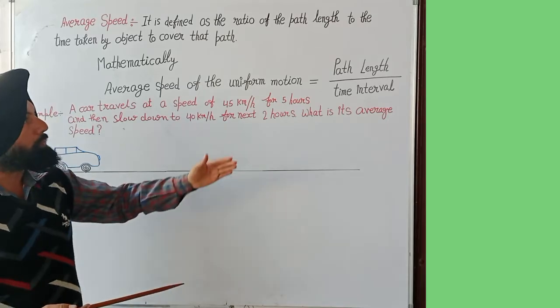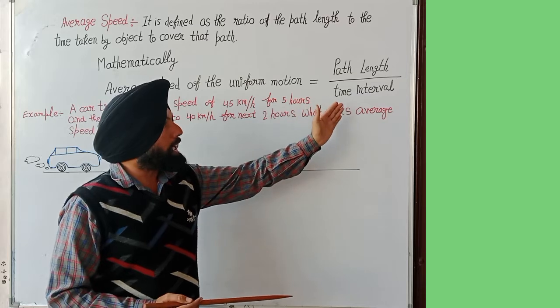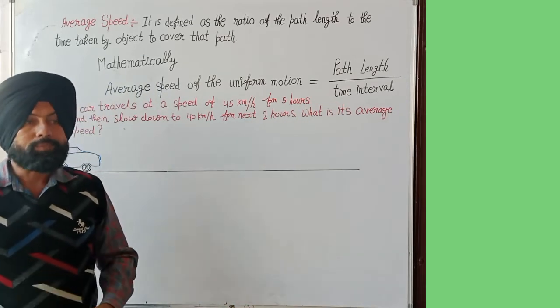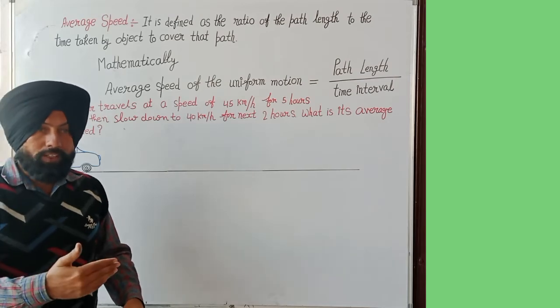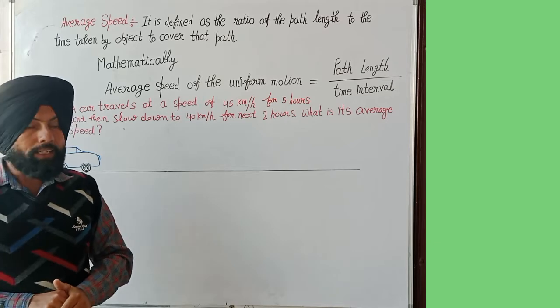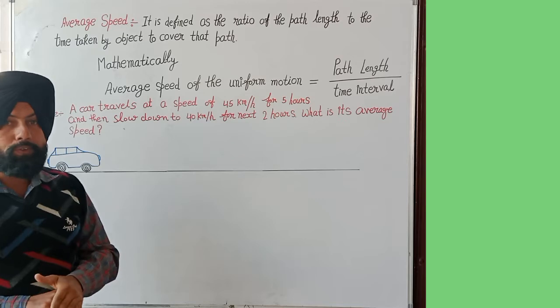First of all, we will find the total path length and divide by the time interval in both of the cases. Now we proceed further to solve this numerical to clarify this topic of average speed.